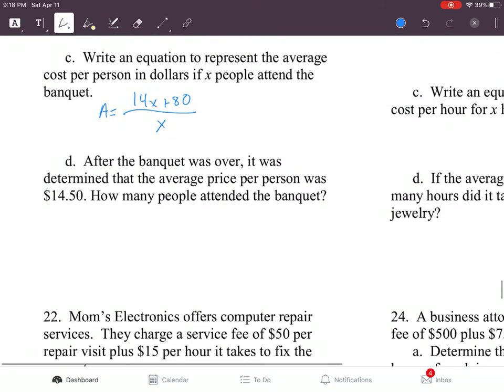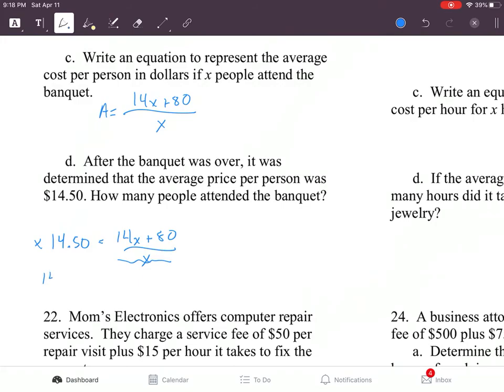Now for part D, we are given the average cost, and we want to find out how many people came. So we're going to put in 14.50 for A and set it equal to 14x plus 80 over x. Now we have a rational equation like we've done previously. What are we missing in our denominators? The left side, the 14.5, is missing an x. So we're going to multiply this side by x, which means our denominators can go away.